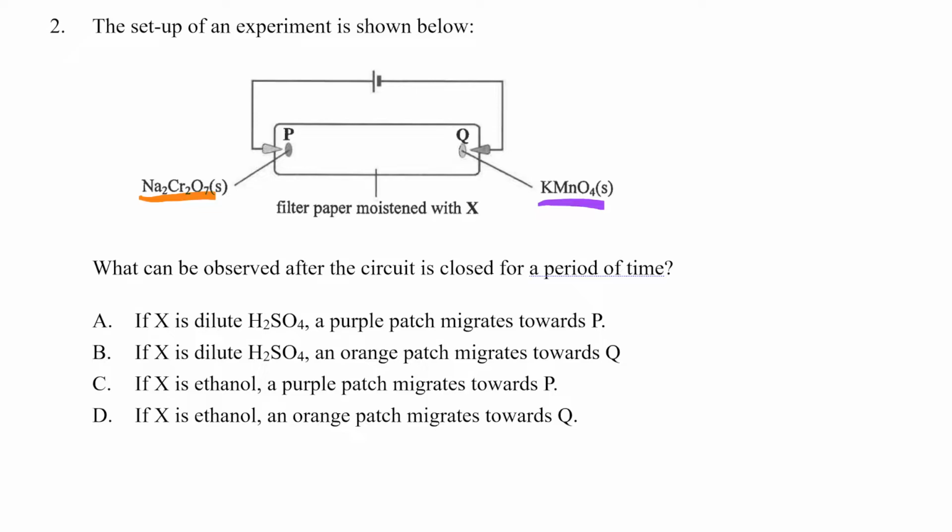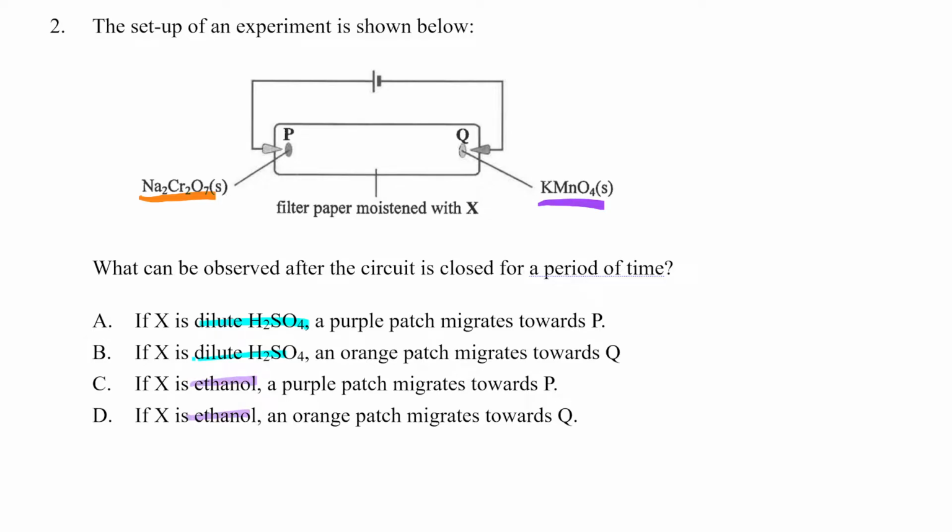And you have a filter paper, which will be eventually moistened with X. But before that, let's look at what X actually is. You'll be given that X could either be dilute sulfuric acid, or that X is ethanol.